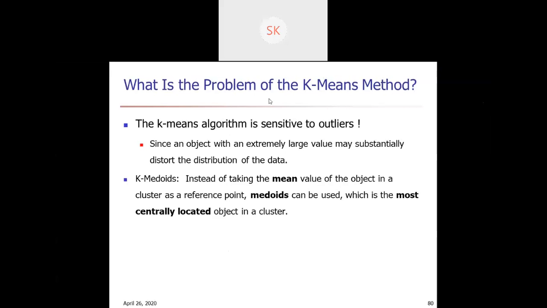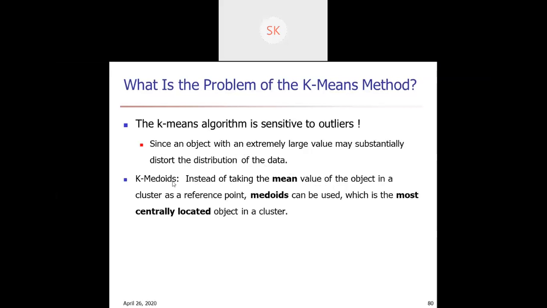So K-means is sensitive to outliers. Why is it sensitive? Because with a very large value, the difference between it and the average values is much higher. If we add this element with a higher value to the present cluster and update the K-means value, the cluster center will obviously change by a larger difference. That is what the objective statement means: an object with an extremely large value may substantially distort the distribution of the K-means method.